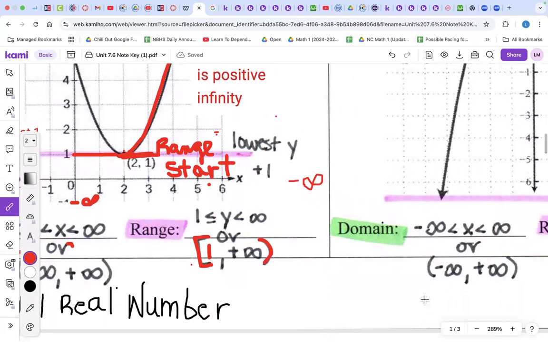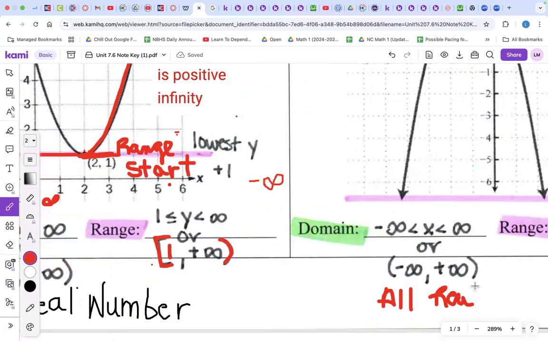And what else can we add? Yes, all real numbers. That looks bad, doesn't it? Now just put a dot. All real numbers. So either one of these you will see to describe the domain.